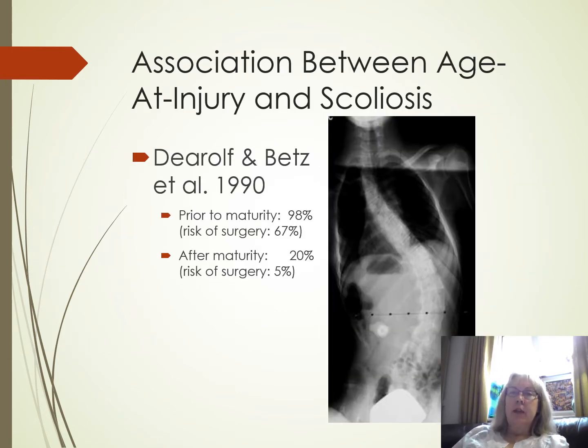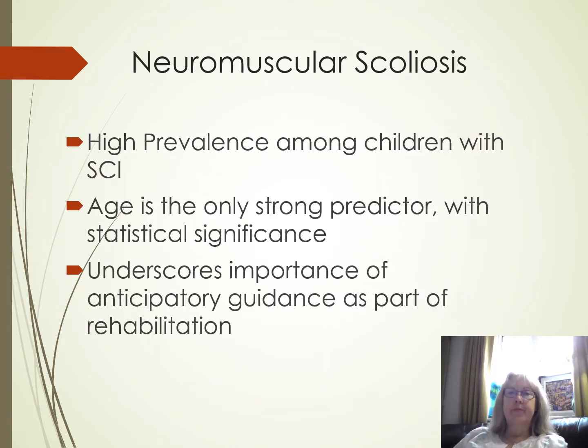It's very much related to the association between the age of the injury and the scoliosis. If your spine is mature when you sustain a spinal cord injury, then you've pretty much escaped. Prior to maturity, 98% of young people will have scoliosis, with two-thirds of those going on to have surgery. So age is probably the only strong predictor.